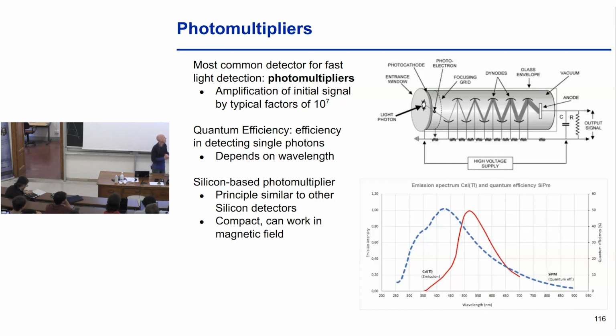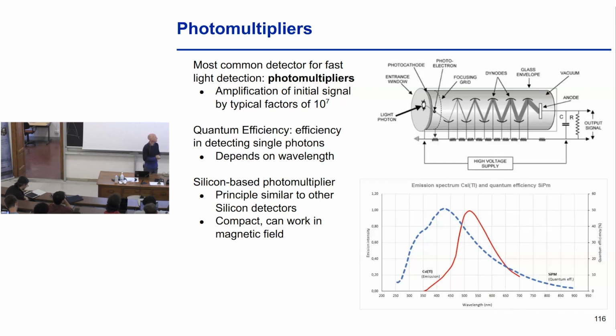You will hear the typical factor of amplification is very large, up to 10 to the 7. That is needed to have a pretty large signal to be able to read out easily. And that also means that all photomultipliers needed a very high voltage. Very often old photomultipliers were tubes this size long, and they needed hundreds, even 1,000 volts of high voltage to do the amplification.